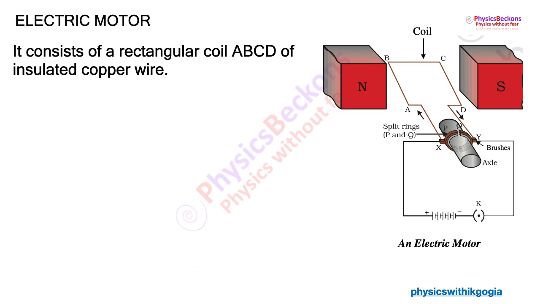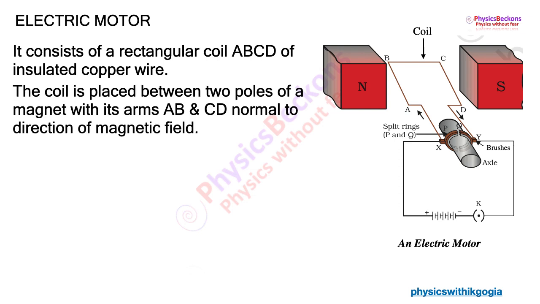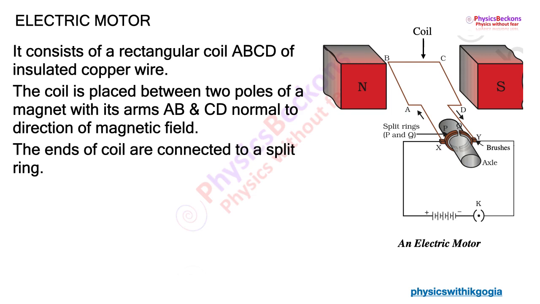The motor consists of a rectangular coil ABCD of insulated copper wire. Here only one turn, a single turn, has been shown. In fact, in an actual motor, the coil ABCD consists of a large number of turns. The coil is placed between two poles of a magnet with its arms AB and CD perpendicular to the direction of the magnetic field. Magnetic field, as you can see in the diagram, from north to south is from left to right, and AB and CD arms are perpendicular to the direction of the magnetic field.